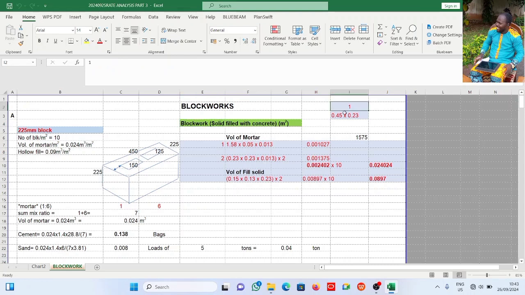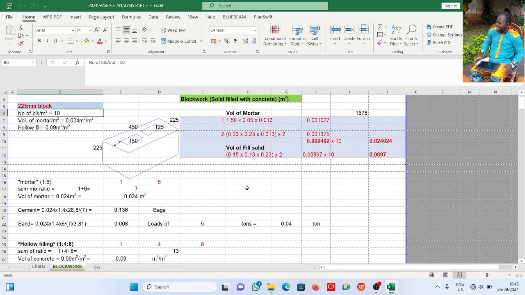Now this is what I have here. For ease, this is the area of one block, 450 by 225. This is 225 divided by 1000, you have 0.23, to 2 decimal places. So 1 divided by this, you are going to have 10 blocks. You can actually work it out and confirm in the comment section. The volume of mortar in 1 square meter of block work is 0.024. Now the volume of concrete, weak concrete, in this hollow fill is 0.09. That is where we actually treated that.